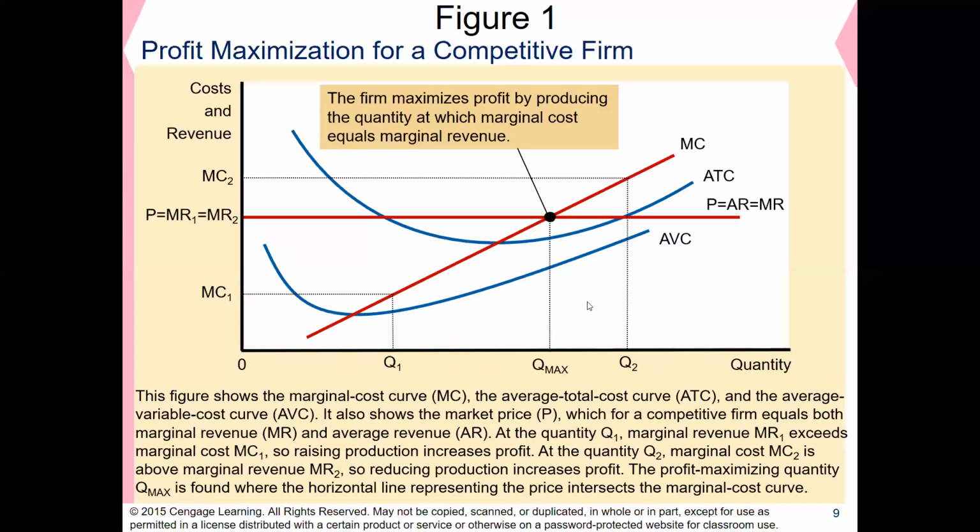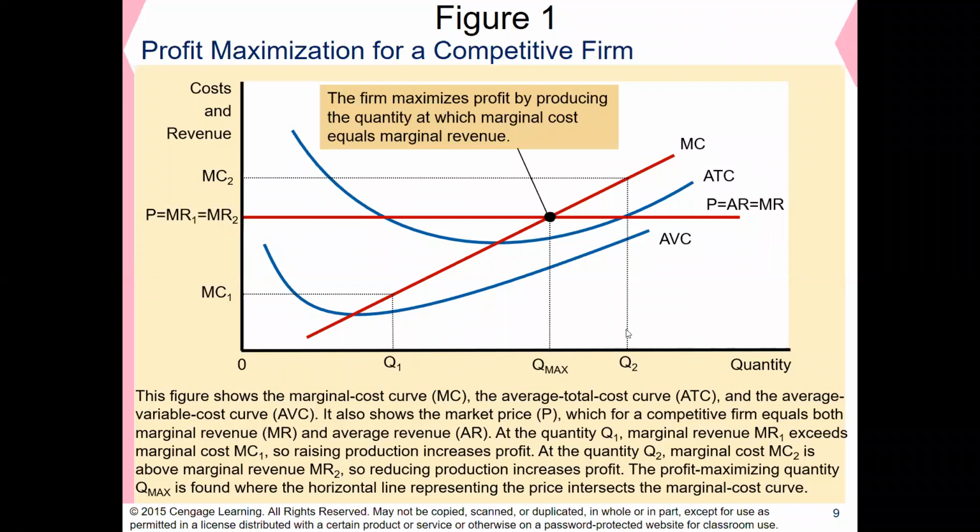At the quantity one, Q1, the marginal revenue is more than marginal cost. So the production should increase. That will increase the profit. If this is the case, okay, this is the marginal revenue, it is more than marginal cost. So at this point, you see marginal revenue is higher than marginal cost. It increases the production. That will lead to higher profit.